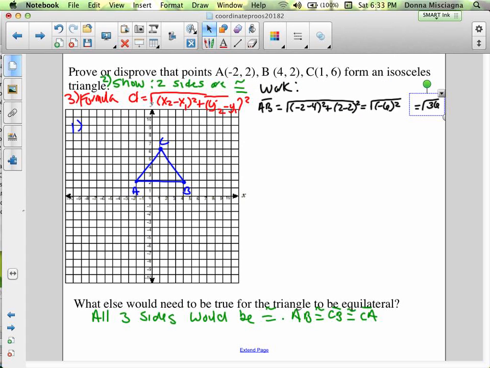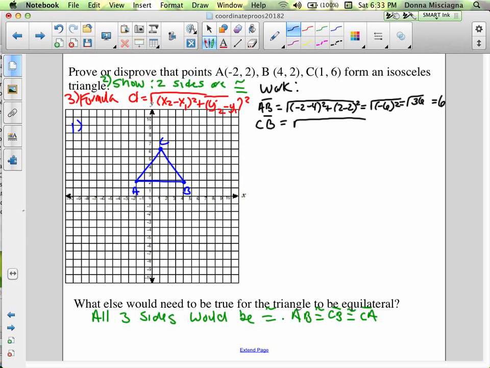All right, so now let's find the next side. We'll find CB. That would be (4 minus 1) squared plus (2 minus 6) squared. So 4 minus 1 is 3 squared, plus 2 minus 6 is negative 4 squared, which is 9 plus 16, the square root of 25, which is 5. And then our last side, which is CA.